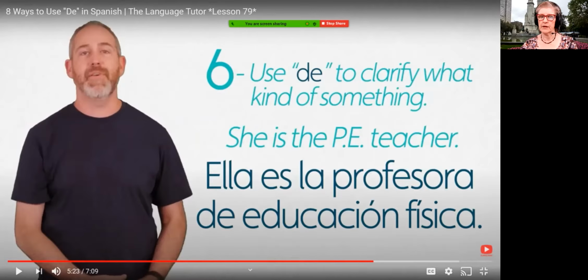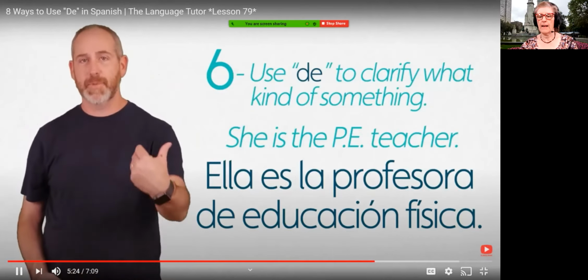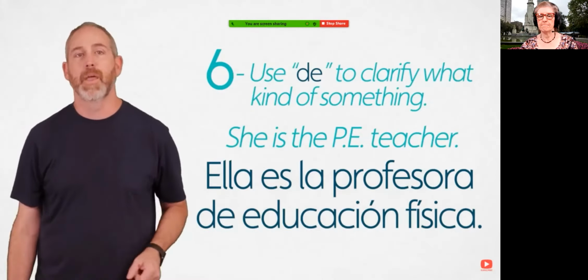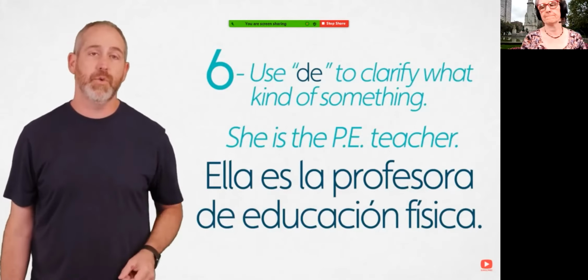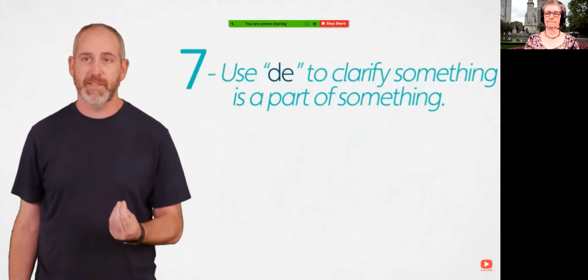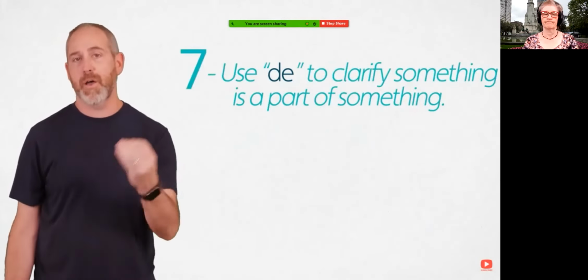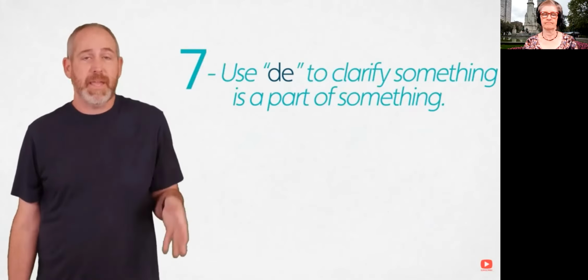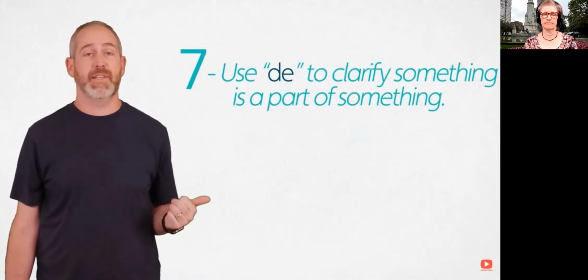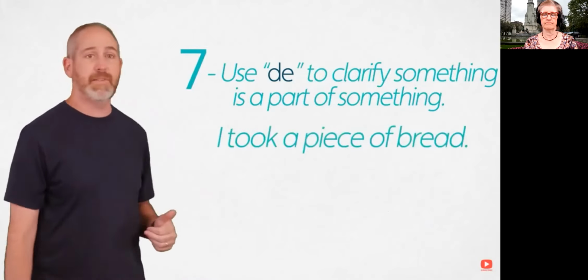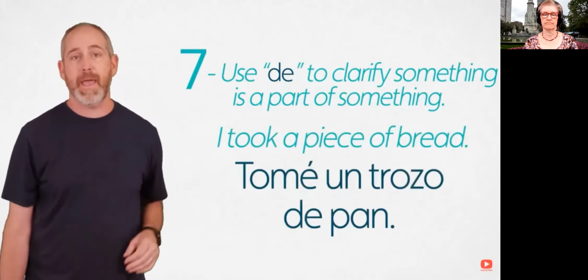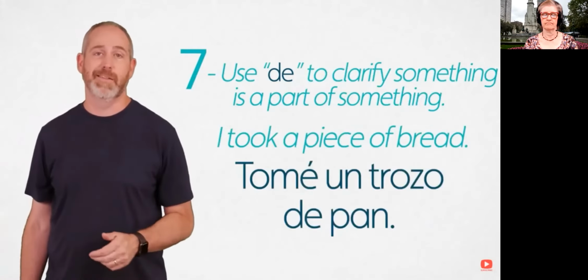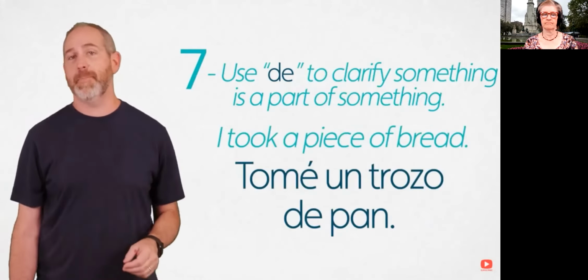Anytime you're clarifying what kind something is, you can use de. De can also be used as part of something, to clarify something is a part of something. A slice of pizza, a piece of bread. So I could use this sentence. I took a piece of bread. Tomé un trozo de pan.